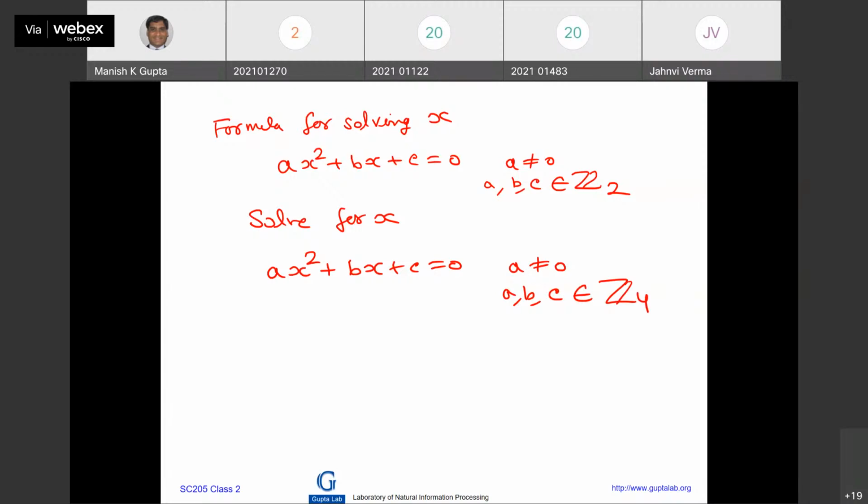आपकी बार क्या है Z4, and Z4 is not a field, you know that. Then how will you solve? By the way, this is so beautiful.